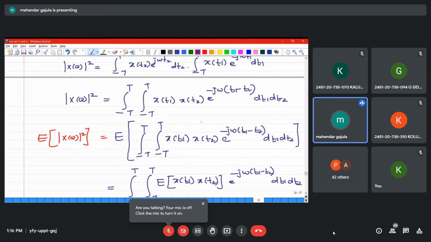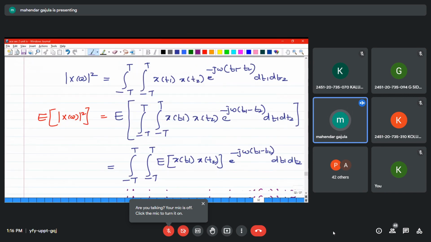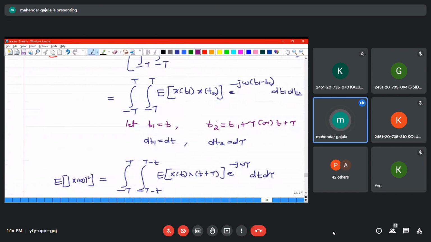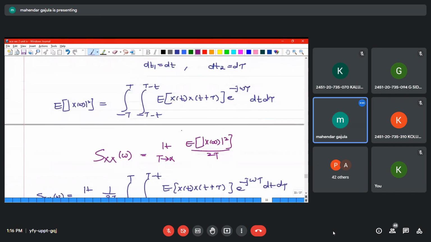So we want the expectation of mod X(omega) square. Apply expectation on the random variables. So where are the random variables? x(t1), x(t2) are the random variables. Here I have used a variable separation method by taking t1 equal to t, t2 equal to t1 plus tau, and finally we obtained that expectation of mod X(omega) square equals the integration from minus infinity to plus infinity. You can take minus infinity to plus infinity also, or you can take minus T to T. I have taken minus T to T because I assumed that x(t) is a wide sense stationary random process in the interval minus T to T.